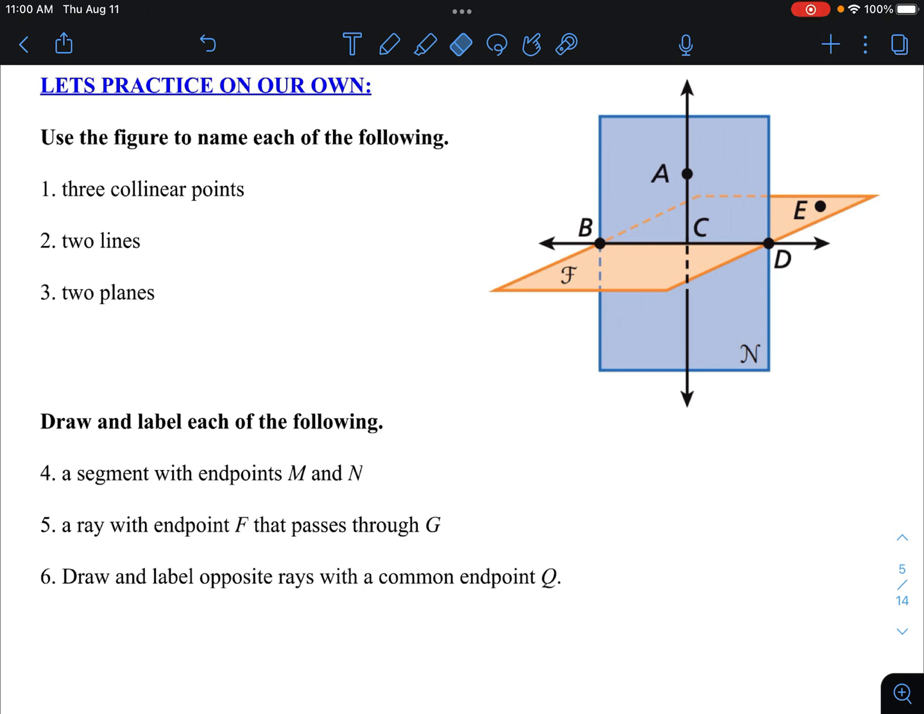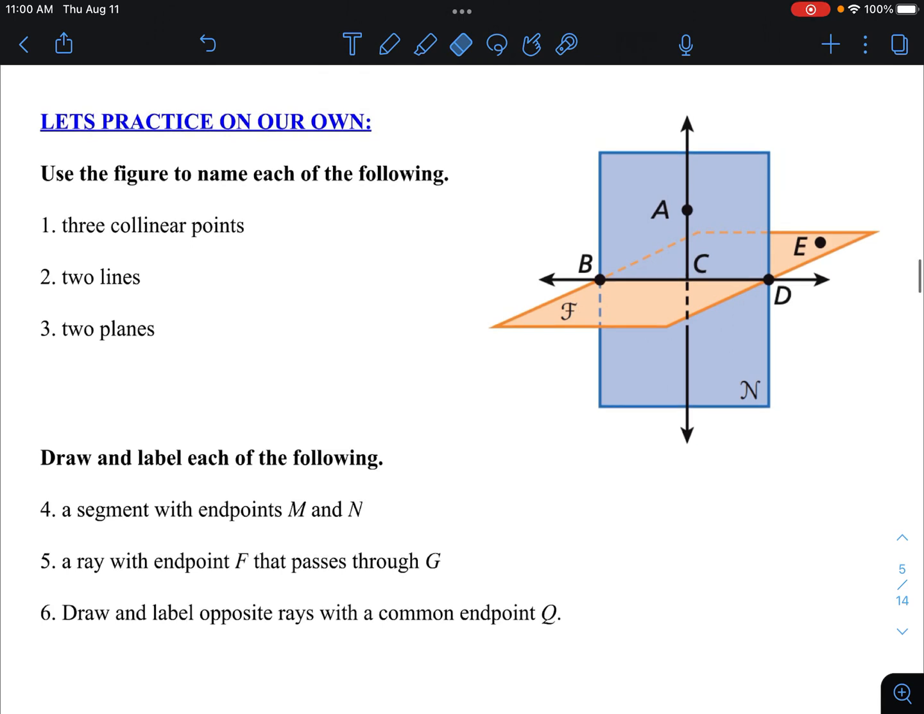So for number 1, I think we just answered that question. Use the figure to name each of the following: 3 collinear points. That would be B, C, and D for this picture.